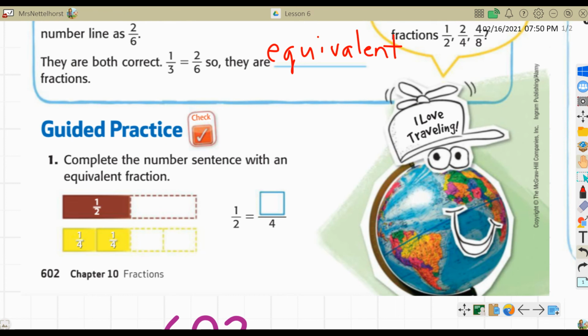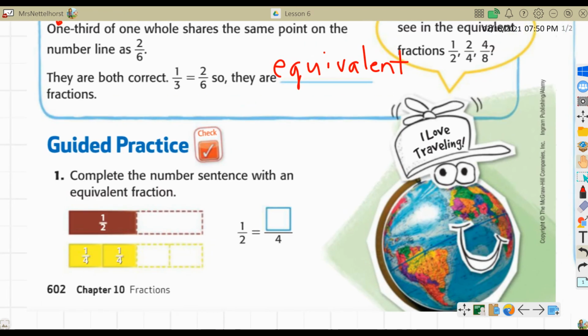Okay, so you can see that there are 1, 2/4. So you should have 2 as your numerator. 1/2 is equal to 2/4.